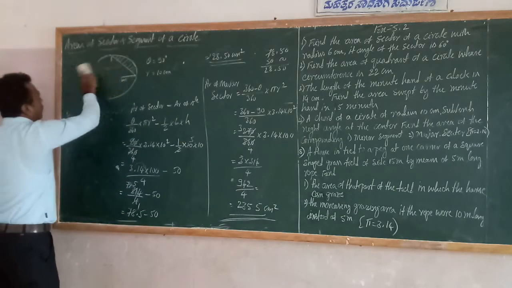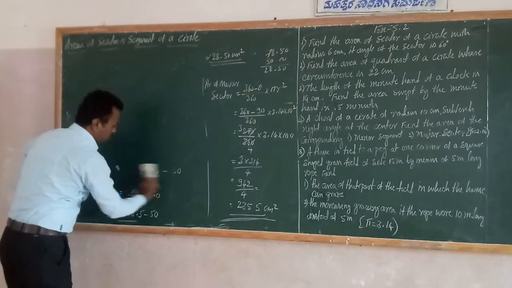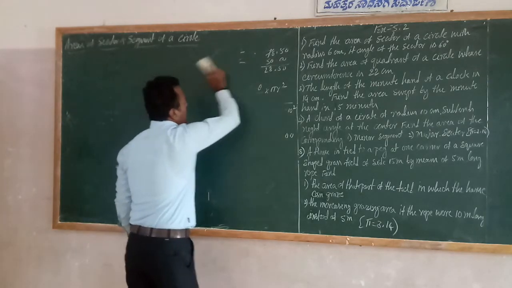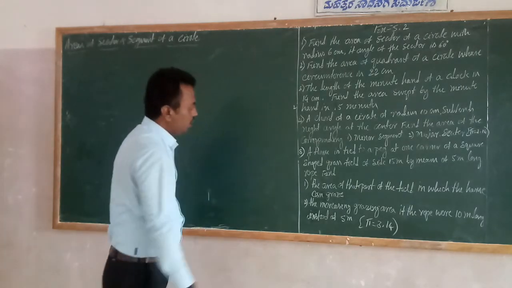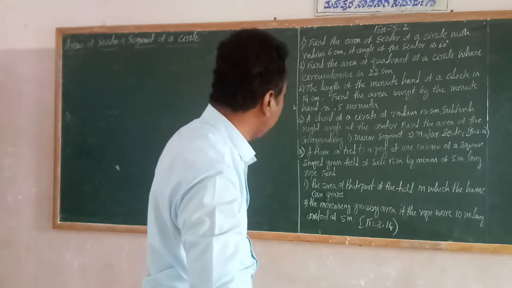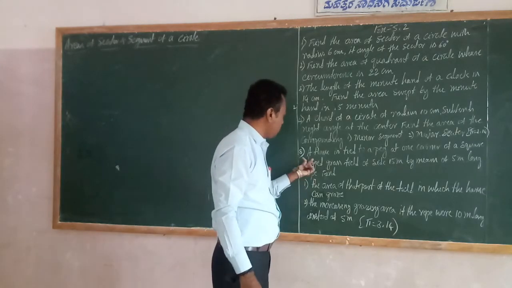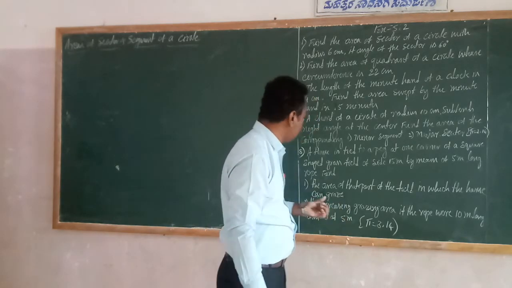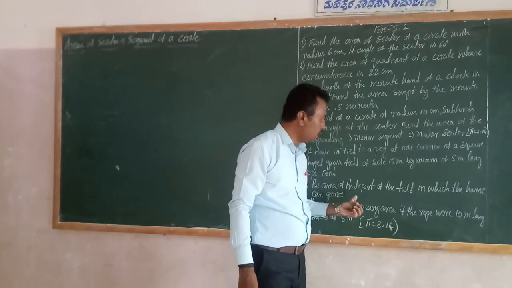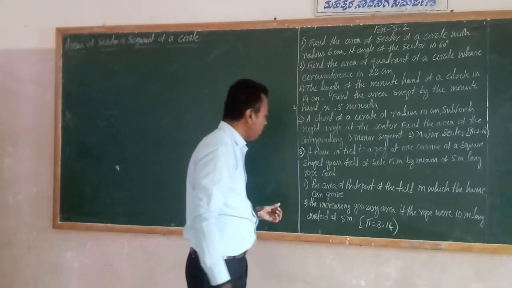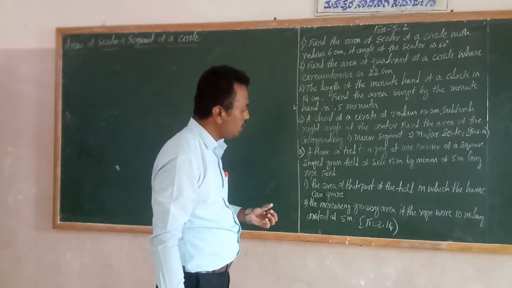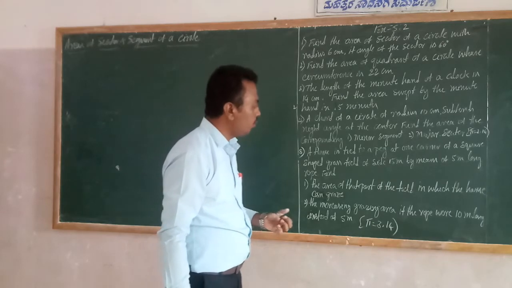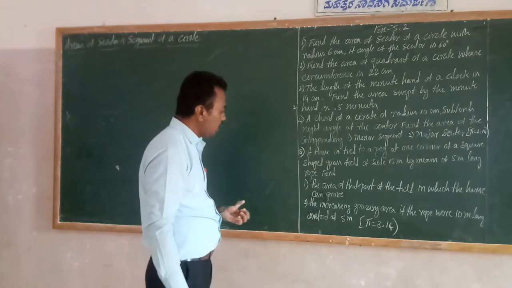Next question number, I will go to question number 8 directly. 5th, 6th, 7th you should do at home. Question number 8. A horse is tied to a peg at one corner of a square shaped grass field of side 15 meter by means of a 5 meter long rope. Find the area of that part of the field in which the horse can graze. Second question, find the increase in the grazing area if the rope were 10 meter long instead of 5 meter.